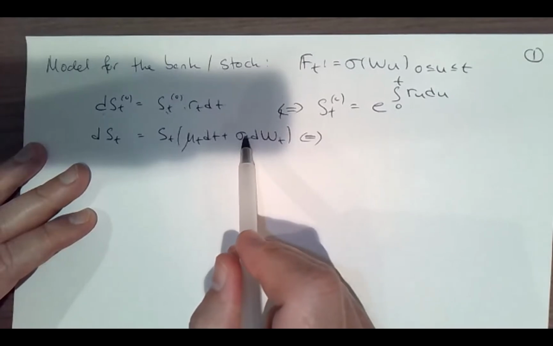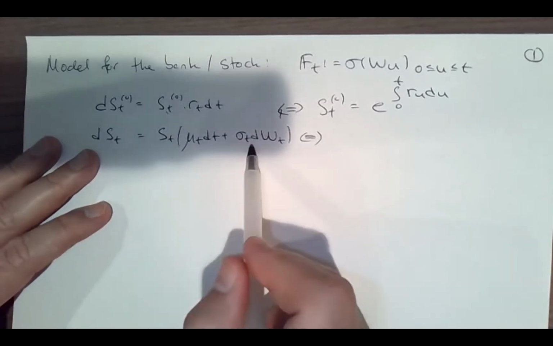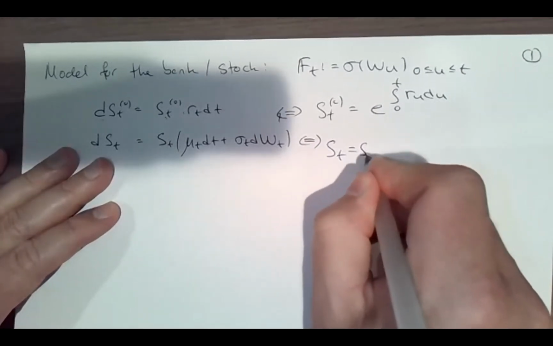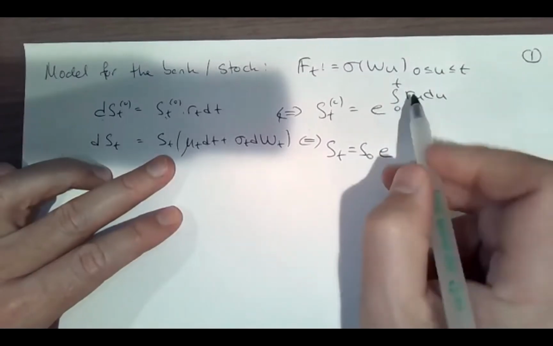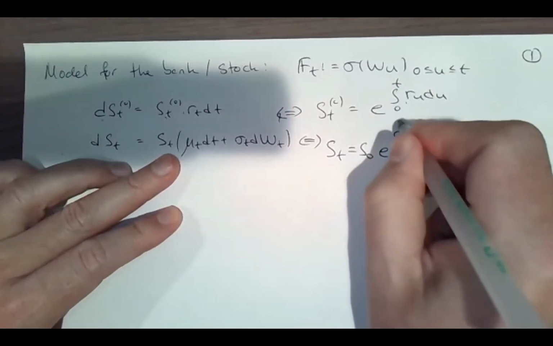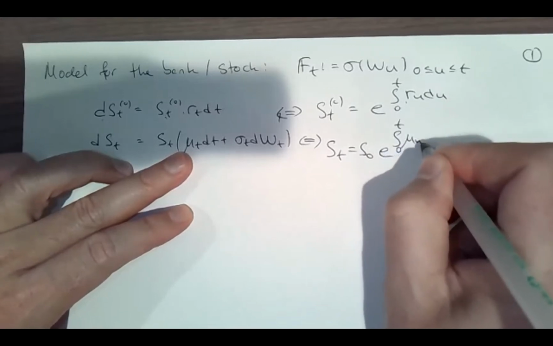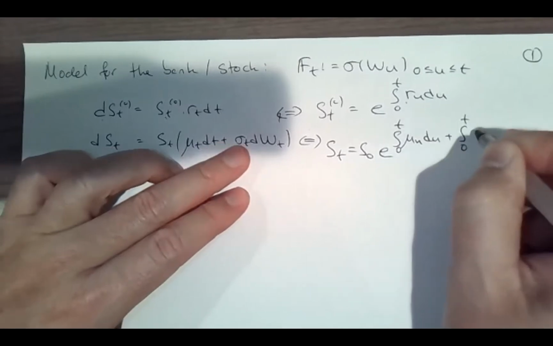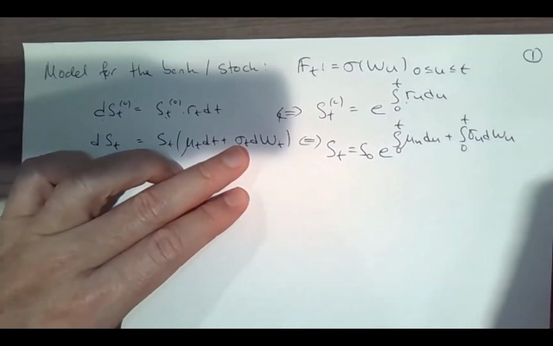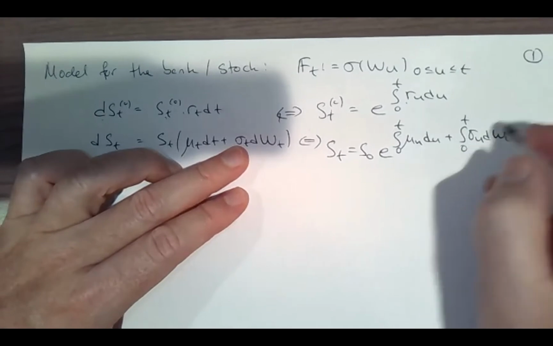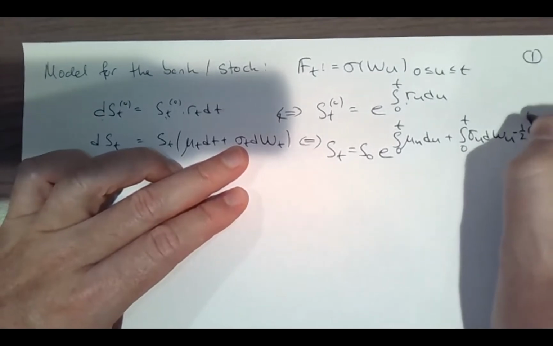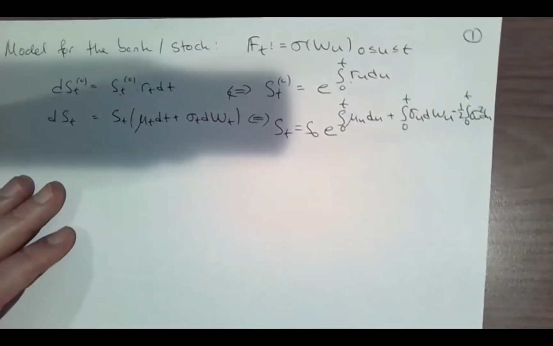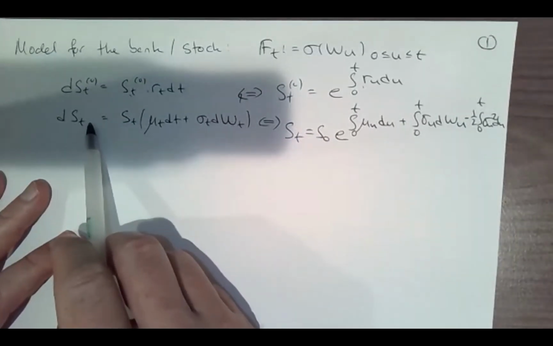And so we will write this. You can find the solution using Ito's lemma. This will be S0, and then there'll be exponentials again, just like before. There'll be an integral from 0 to t, and then there'll be the mu. And then there'll be the Brownian motion term. And then we have to subtract the Ito correction. It'll be minus 1/2 of sigma squared. That will be the solution for the stock.